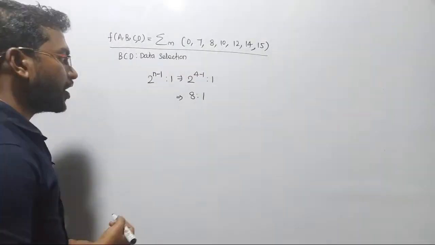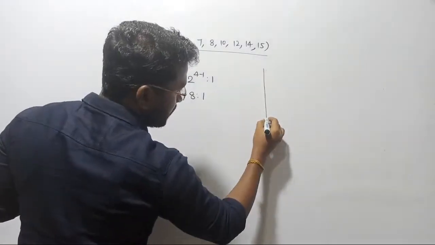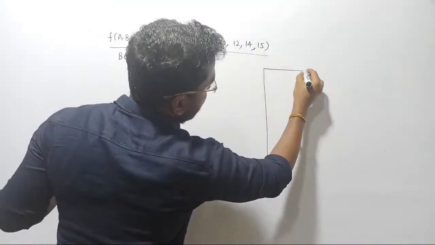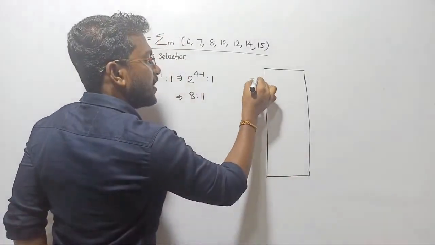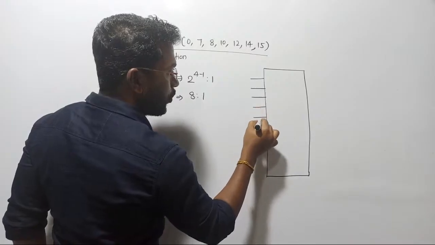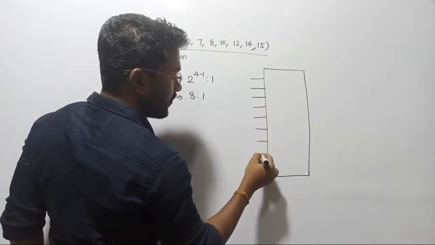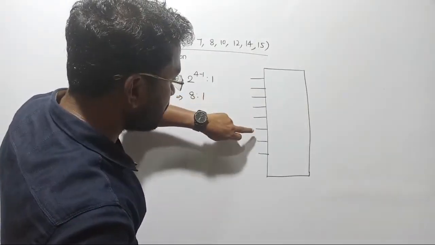I hope things are very clear to you all. Let's implement the multiplexer. So an 8 cross 1 multiplexer should be required. Here I need 8 input lines. Let us insert I0, I1, I2, I3, I4, I5, I6, I7. Totally 8 lines are available: 1, 2, 3, 4, 5, 6, 7, 8.